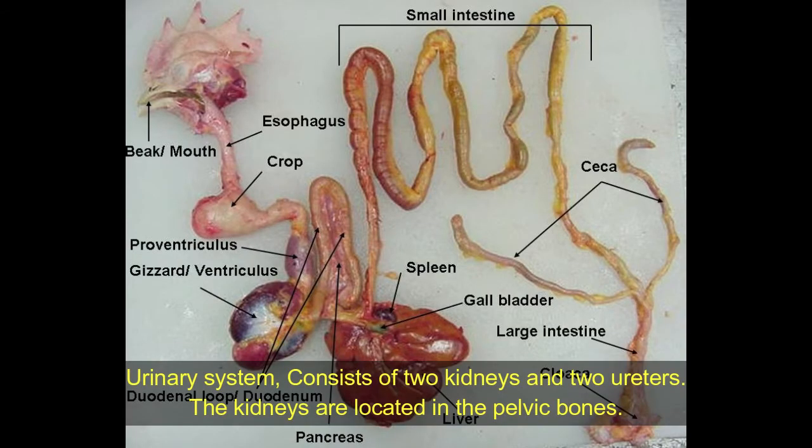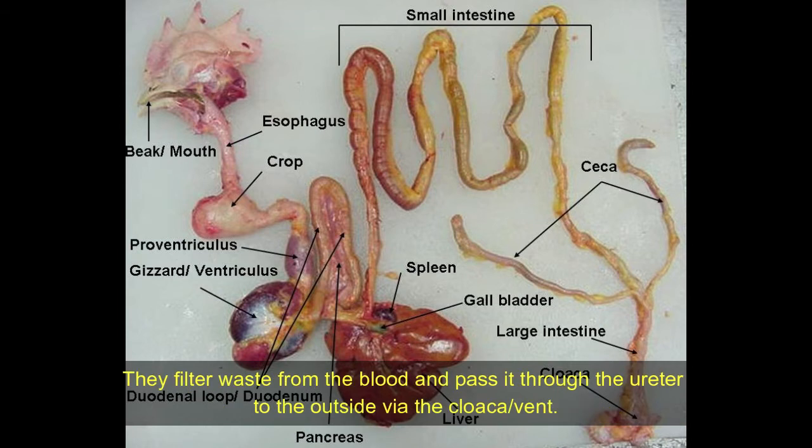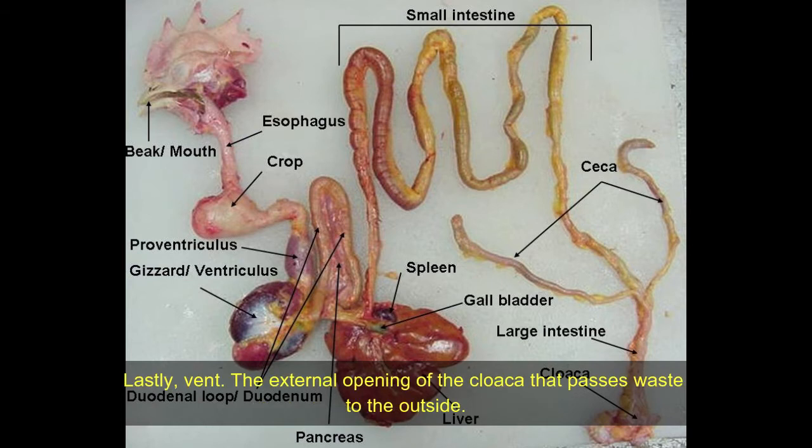Next, the urinary system consists of two kidneys and two ureters. The kidneys are located in the pelvic bones. They filter waste from the blood and pass it from the ureter to the outside via the cloaca or vent. Lastly, the vent, the external opening of the cloaca that passes waste to the outside.